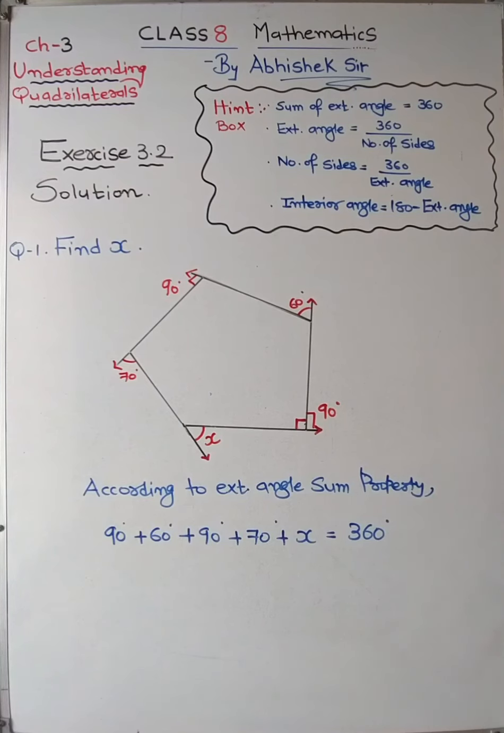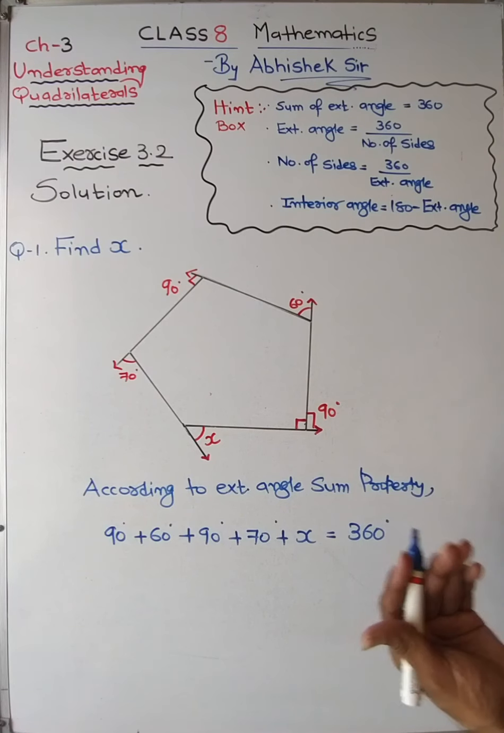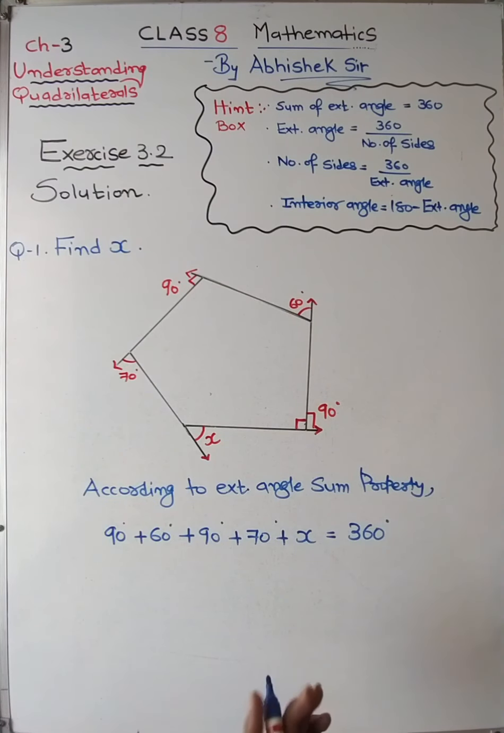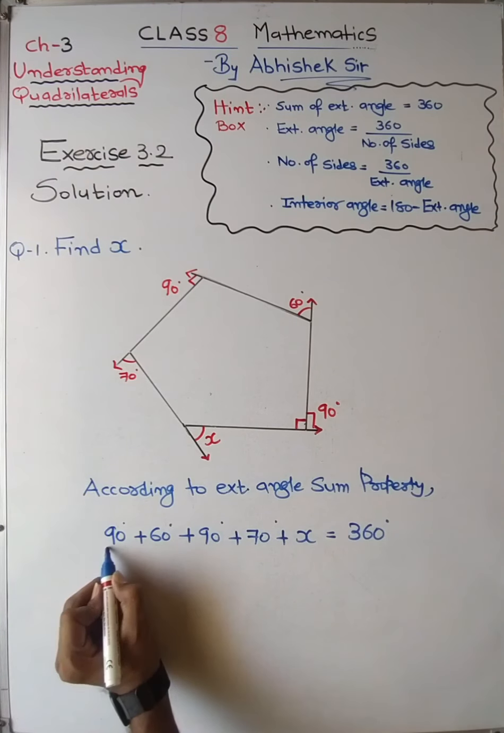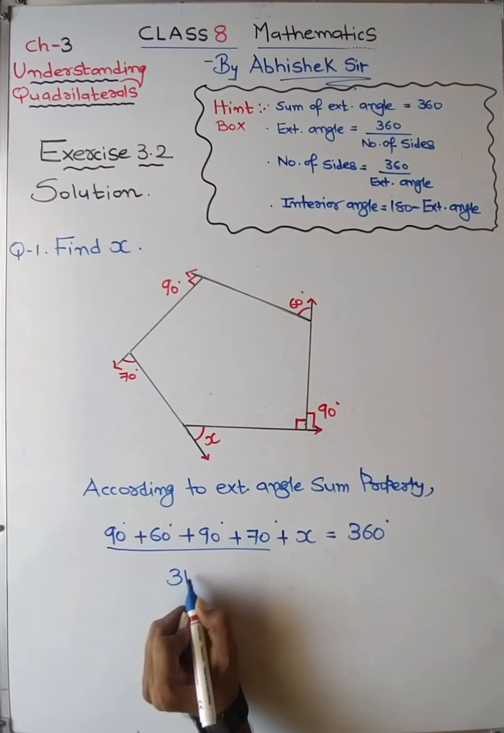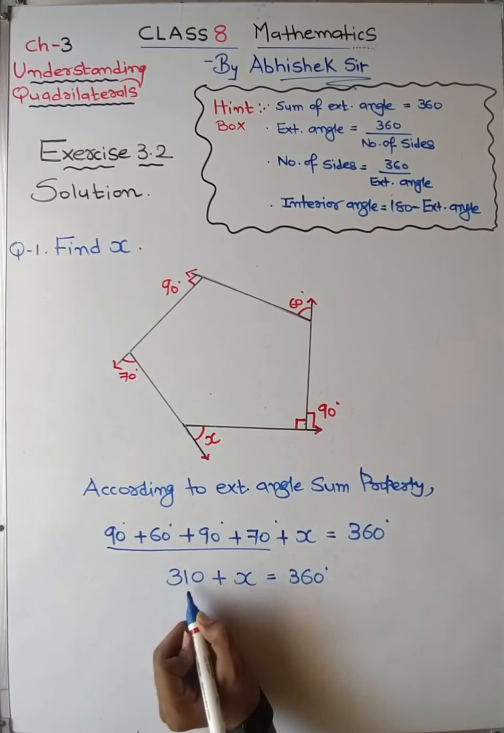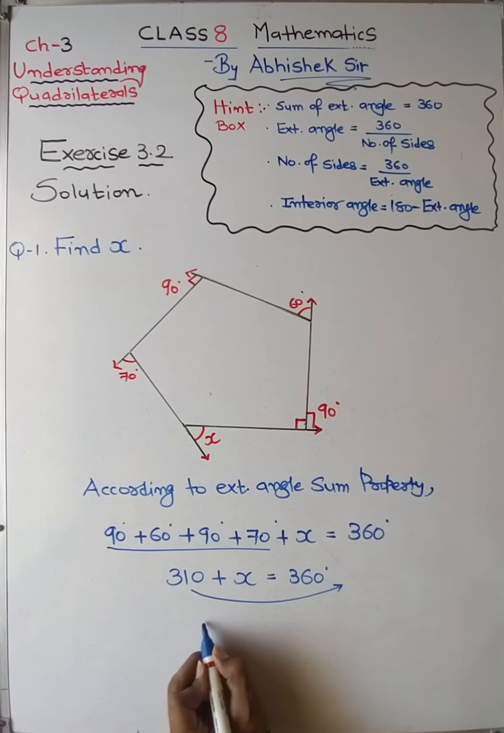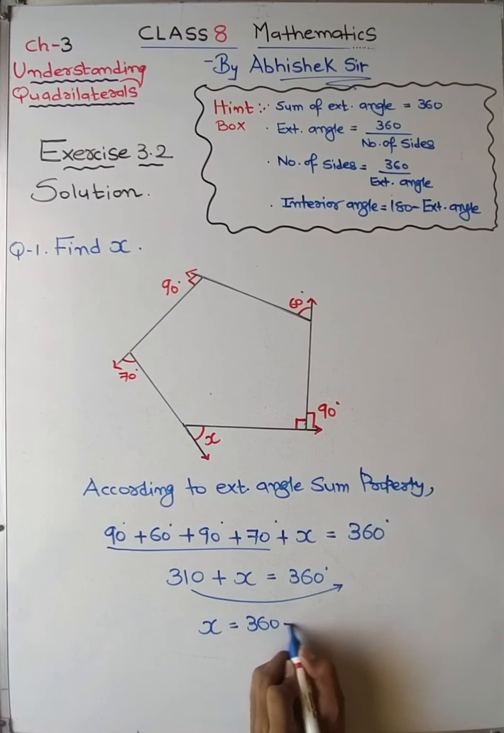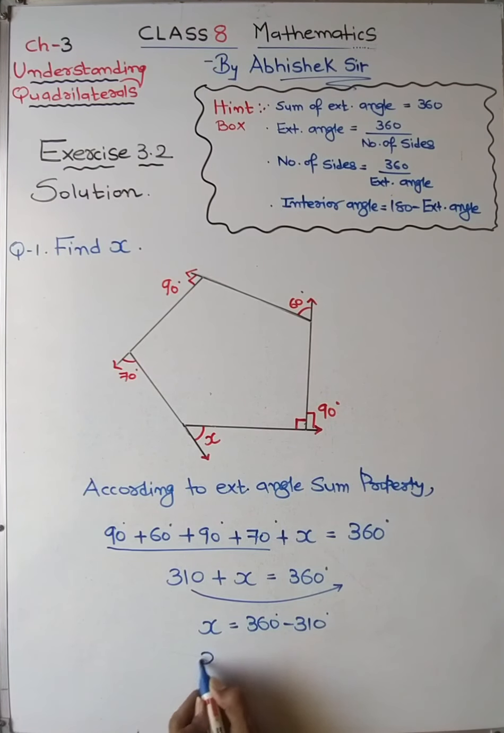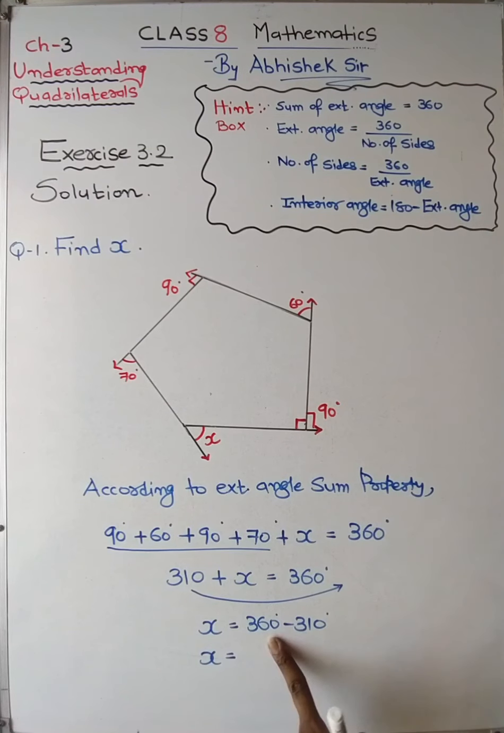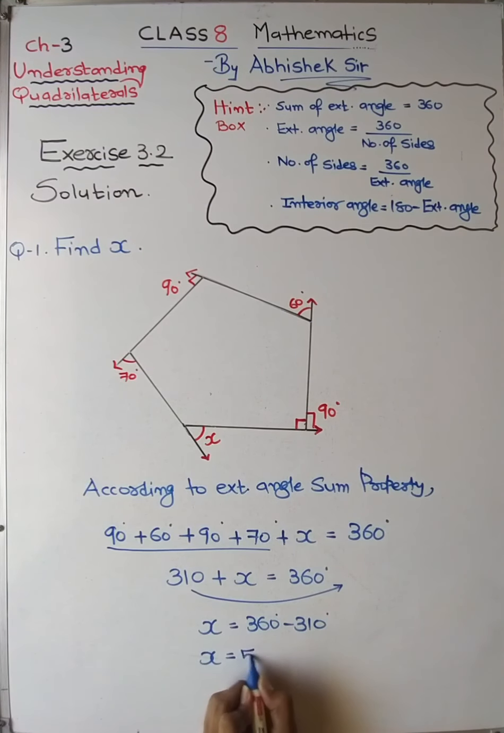So you have to add these 4 angles. Quickly you will do the rough work of what is the total of these 4 angles, right? If you add these 4 angles, you will get 310 degrees plus x equals 360 degrees. Taking this 310 to the other side, you will get x equals 360 minus 310 degrees. So what will be the final answer? 360 minus 310, that will be 50 degrees. So this is our answer for the second figure of question number 1.